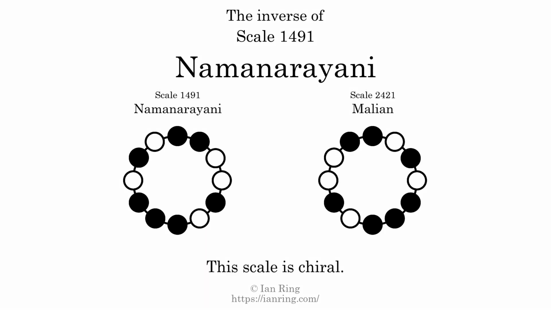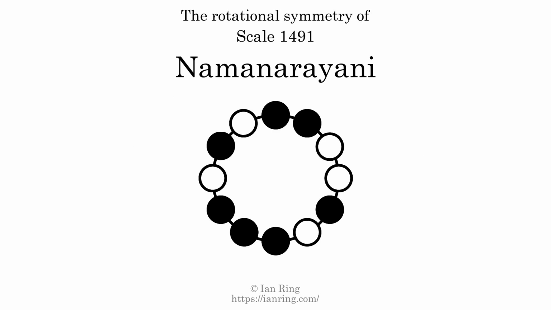The inverse of a scale is a mirror image. It is what you get when the sequence of intervals is reversed. The inverse of this scale is scale 2421, also known as Marleyan. This scale is chiral. It cannot transform into its inverse by rotational transformation. This scale has no rotational symmetry.